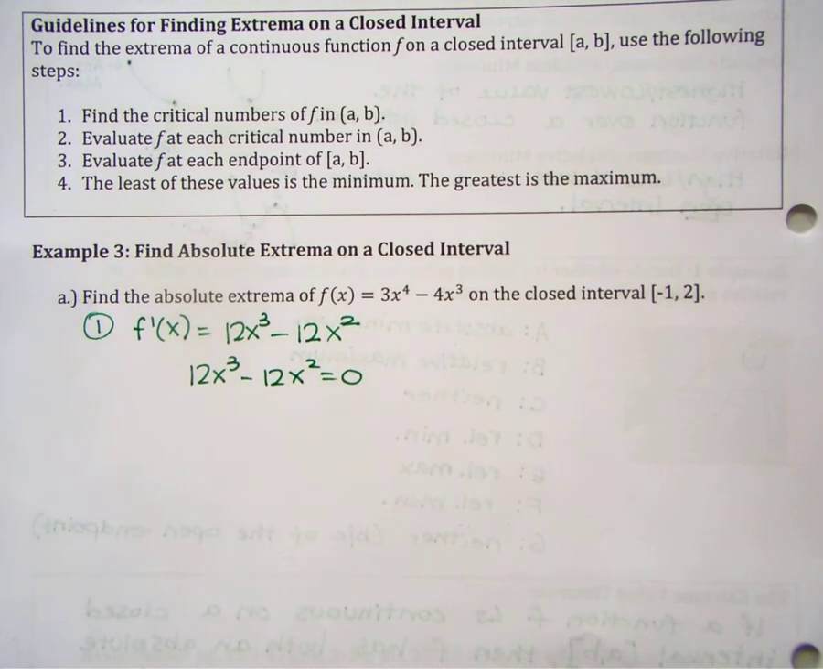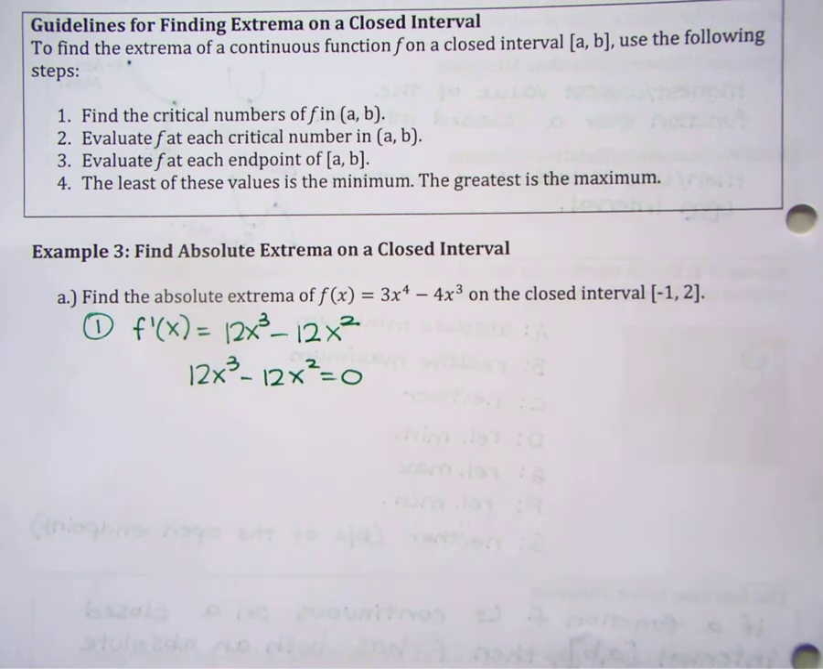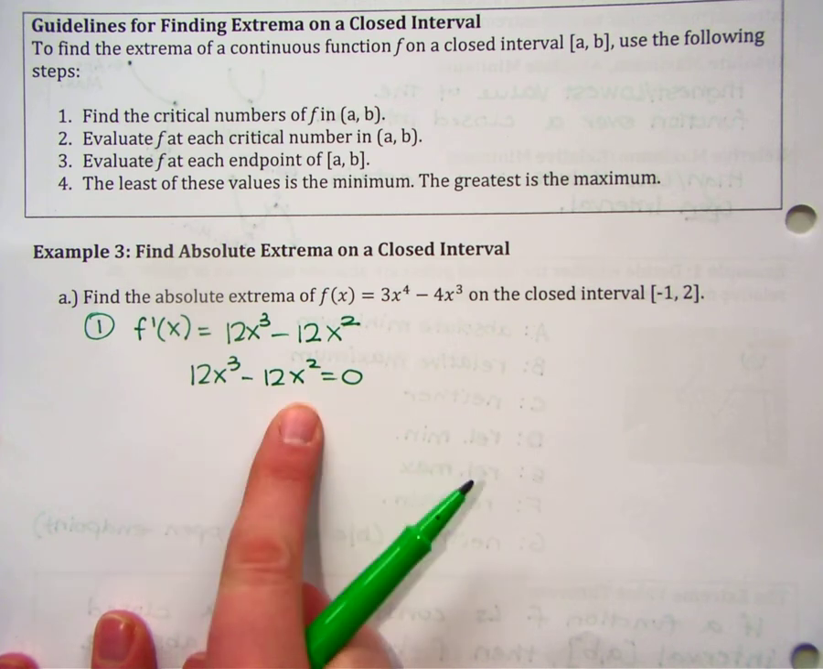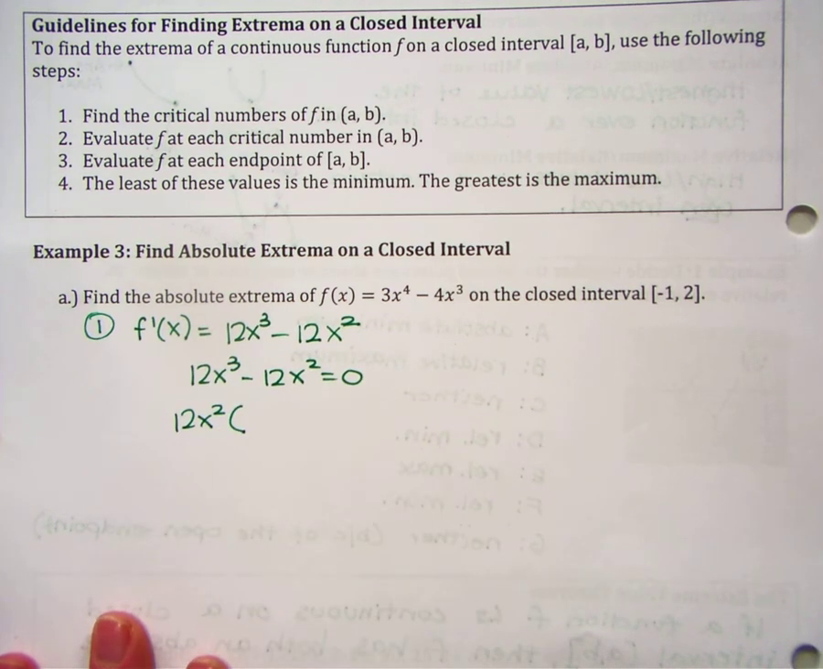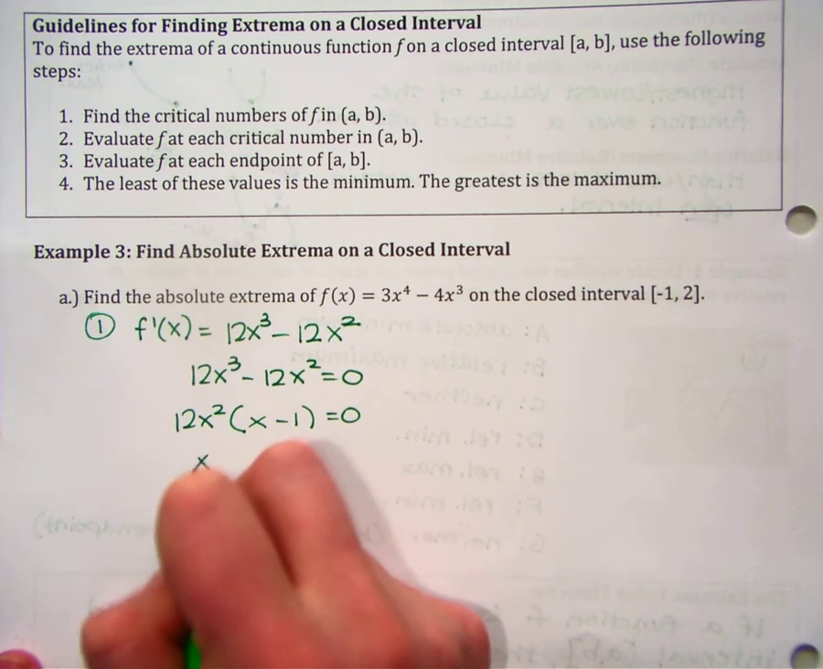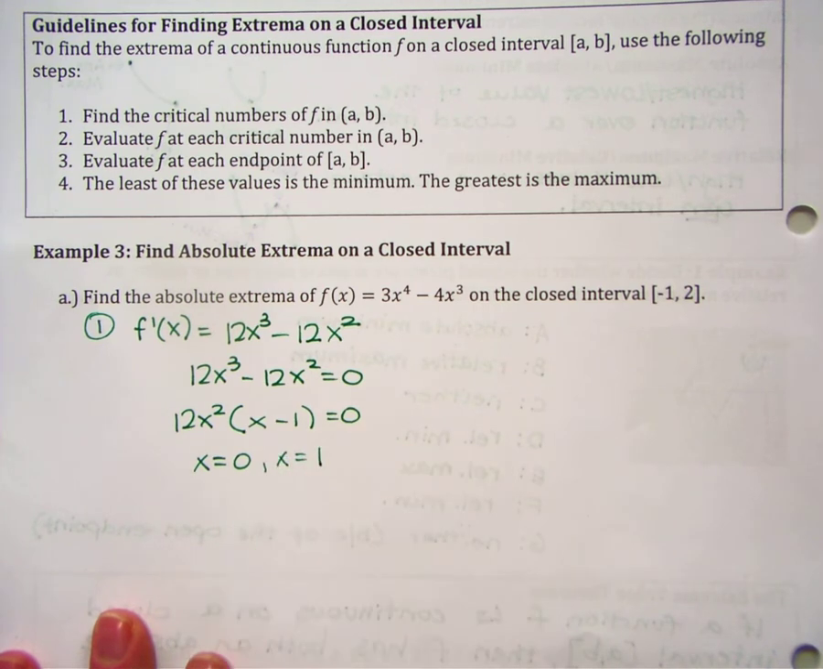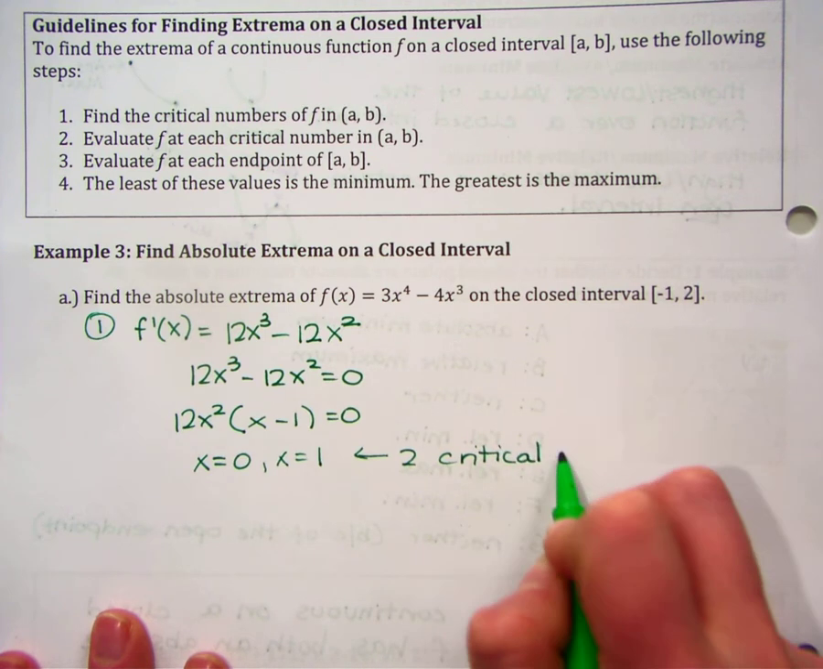In this example, I don't have to worry about undefined values of my derivative, because my derivative is a polynomial function. It's never undefined. Its domain would be all real numbers. Now here, I want to make sure I factor. You don't want to divide by x because x could equal 0, and then you would lose one of your solutions. So I want to take out 12x squared as the greatest common factor, and that'll leave me with x minus 1. And so my critical numbers are either at 0, where x squared would give me my 0, or at 1, where x minus 1 would give me 0. So I have 2 critical numbers in this example.